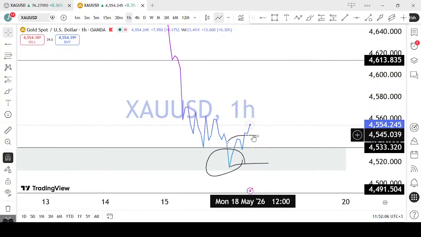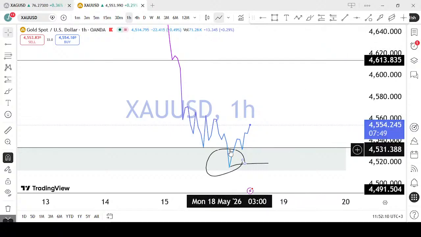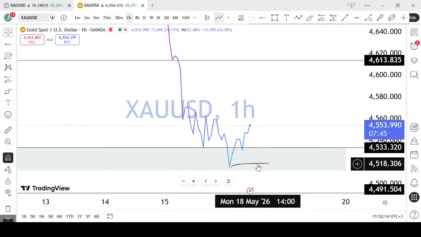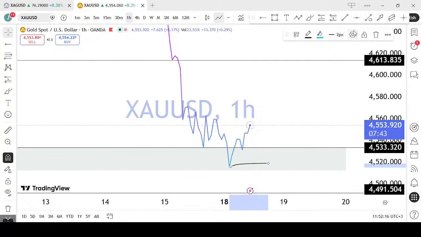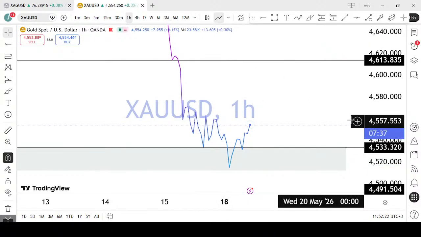Let me shift it to look at how we are going to take such a buy. Let me do it this way. So how are we going to take that buy? We have to shift to a lower time frame.